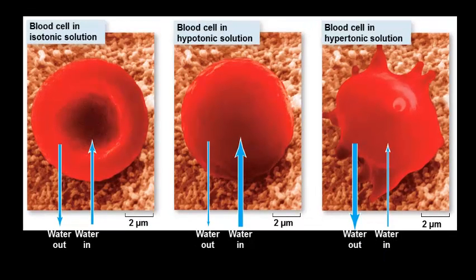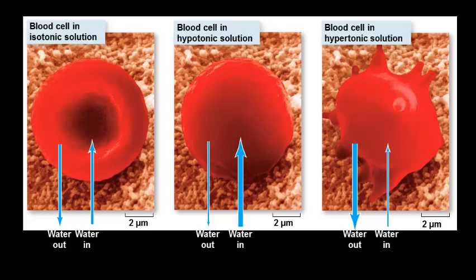The same principle can apply to blood cells. You can see these three images here. On the one on the left, you end up with an isotonic solution in which the solute is equal on the outside and the inside of the cell, and therefore water is moving in and out of that cell at the same rate, giving you a net equilibrium.